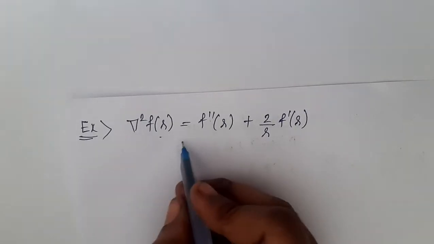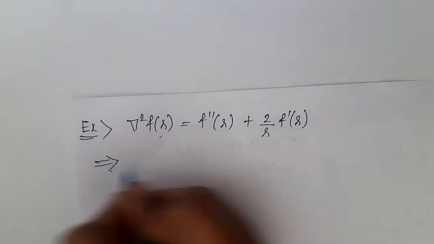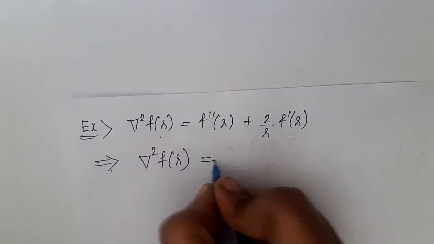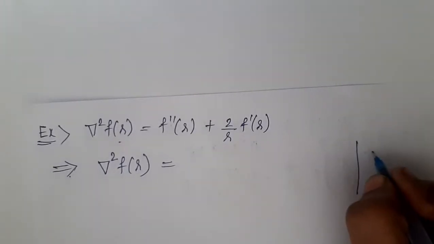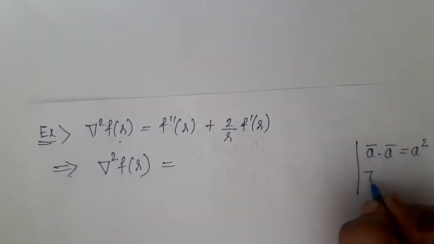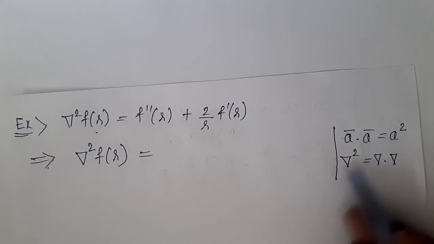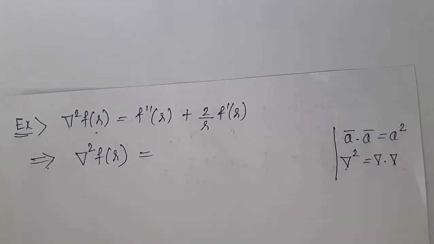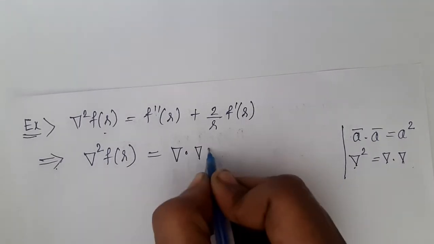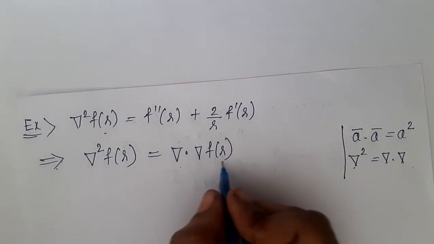del square of f of r is equal to f double dash of r plus 2 by r f dash of r. Now see how to prove this result. Del square of f of r. We know that a dot a is equal to a square. So del square can be written as del dot del. Same result we are using, del square is equal to del dot del. So same thing we are going to write here. Del square is nothing but del dot del. You can operate this on f of r. So del dot del of f of r.